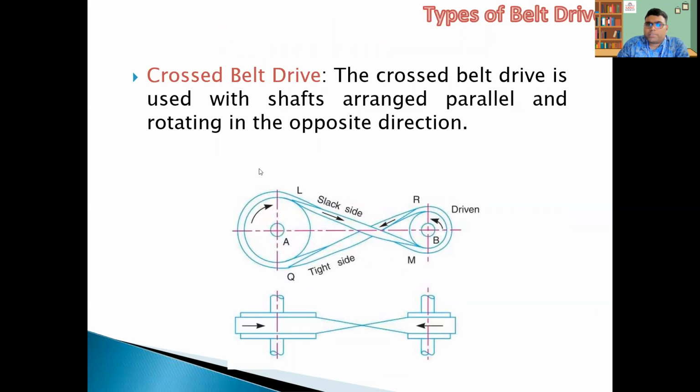The next category is the cross belt drive. In the cross belt drive, you can see the belt is wrapped between the pulleys in a crossed manner. The direction of the driven pulley is opposite to the driving pulley. Here the driving pulley rotates clockwise and the driven pulley rotates anti-clockwise. Whenever we require the opposite direction in the driven pulley, we can make this arrangement.